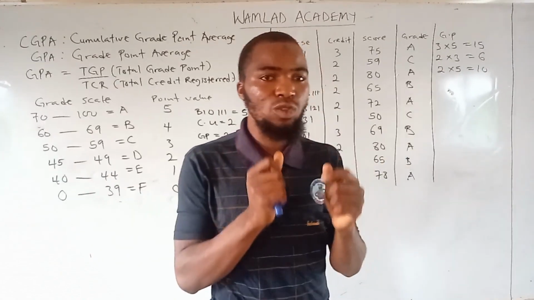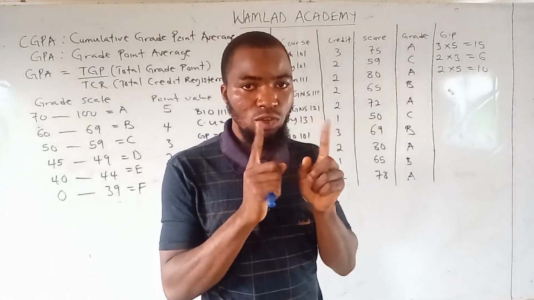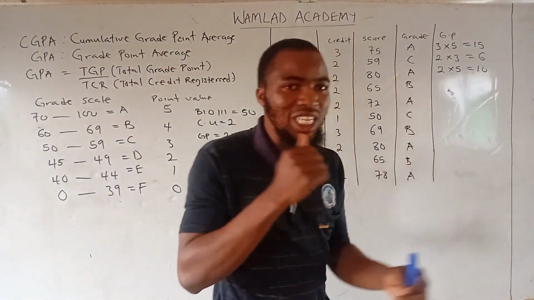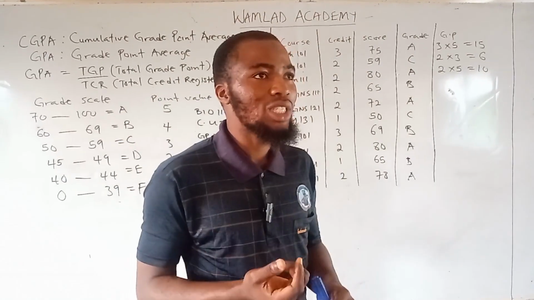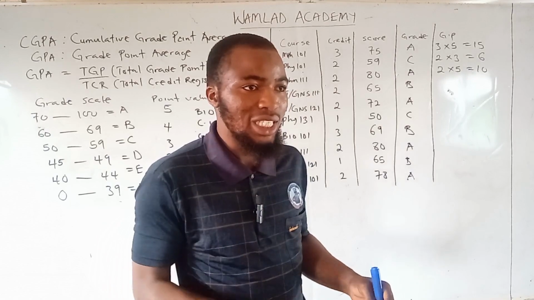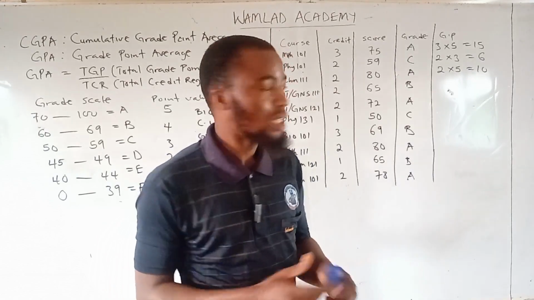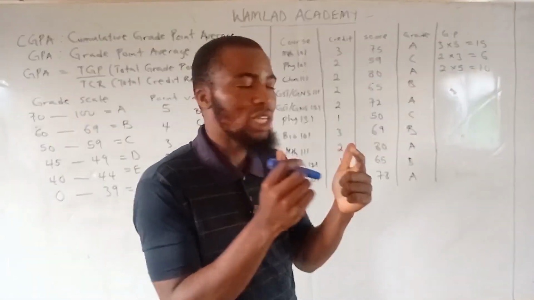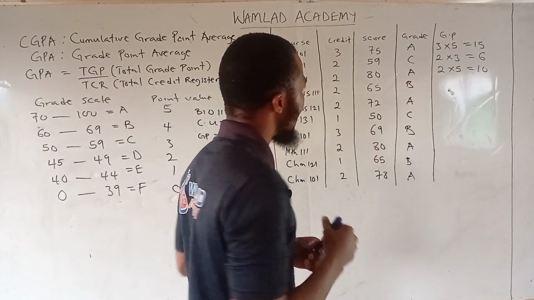I'm not saying that you play with other courses. Don't play with any of your courses. But make sure that you give priority to 3 credit units, because if you do well in your 3 credit unit, it will boost your GP. And if you get maybe C or D, the case is reversed. Please always try as soon as possible to get at least B or A in your 3 credit units.